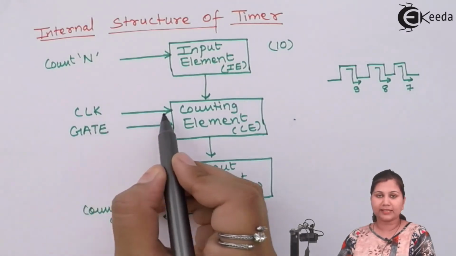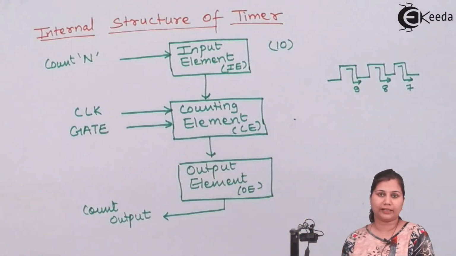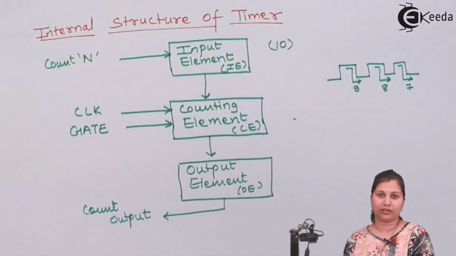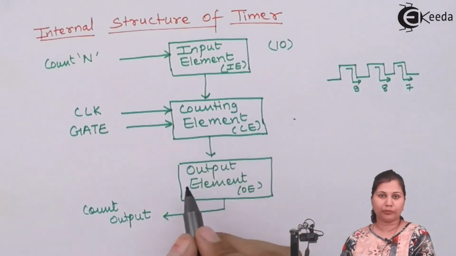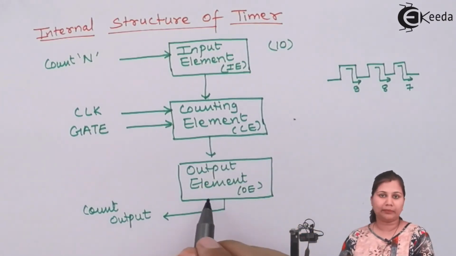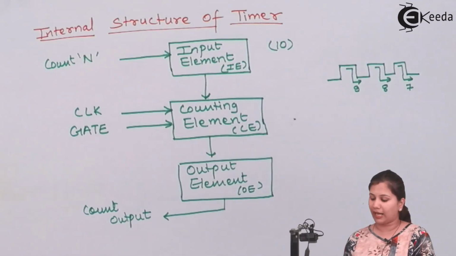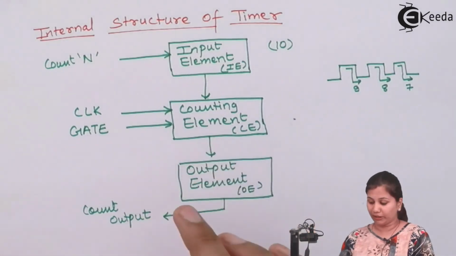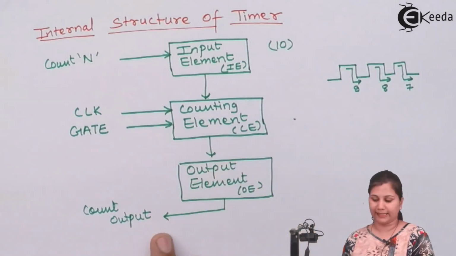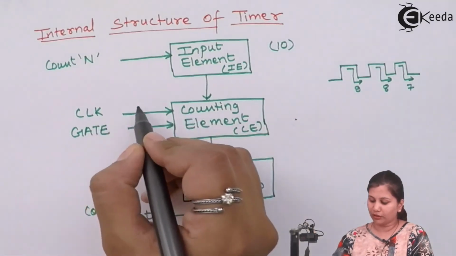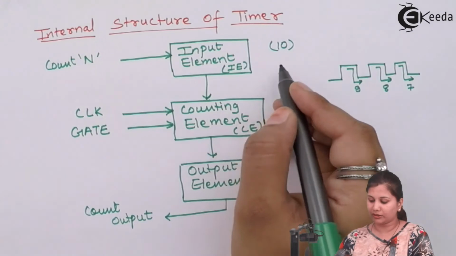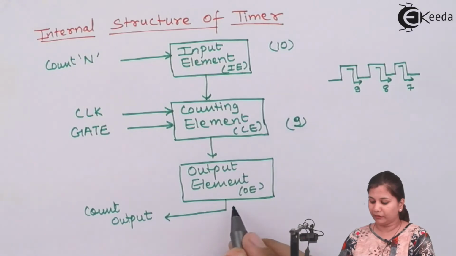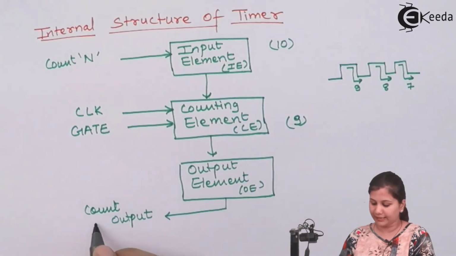So when the clock pulse is given, the counting element will start decrementing the count. Now this decremented count is available at the output element, because the output element is basically a transparent latch, and the function of this latch is that whatever the input is, the output will be the same. Suppose for the first clock transition, high to low, the count has been decremented and its value has become 9. So the output element will give the output here as 9.